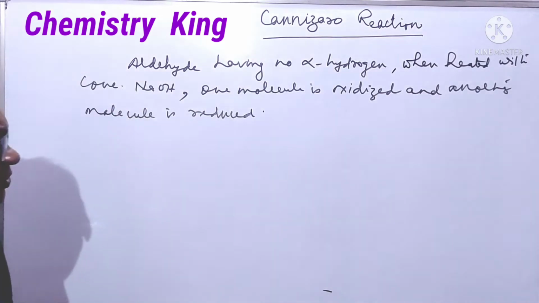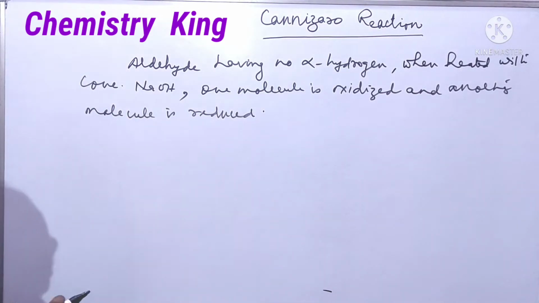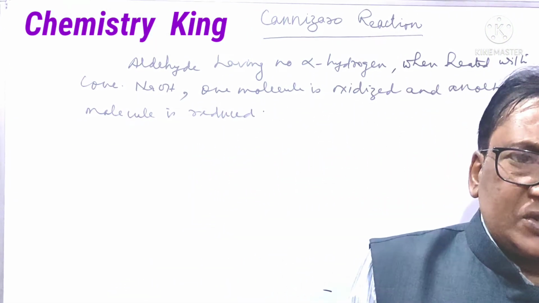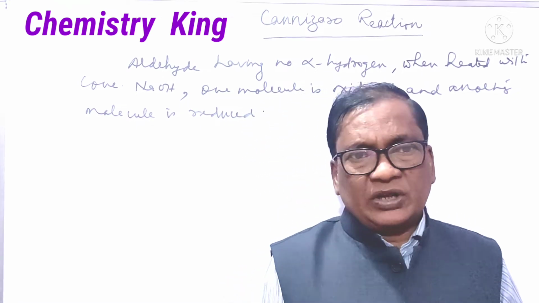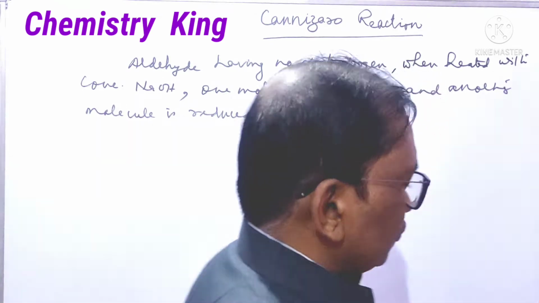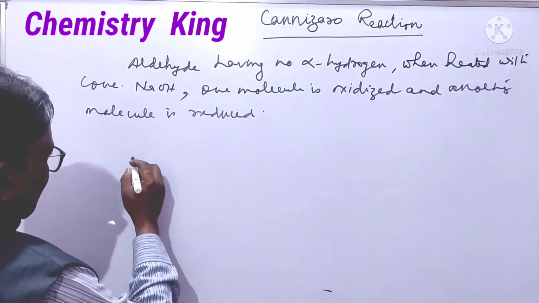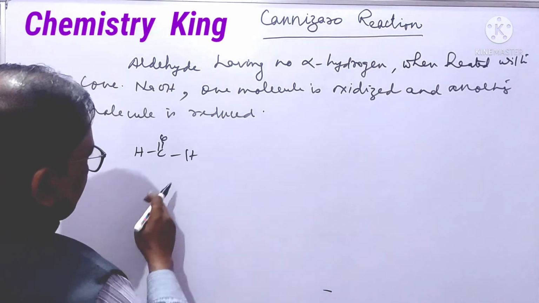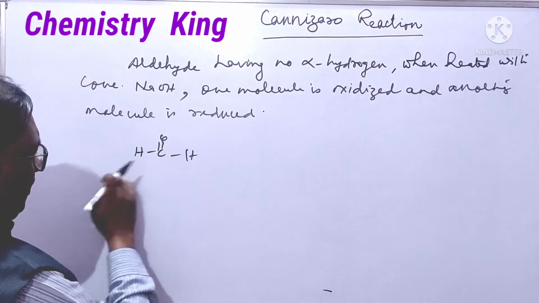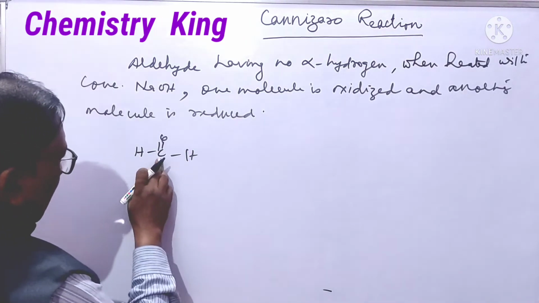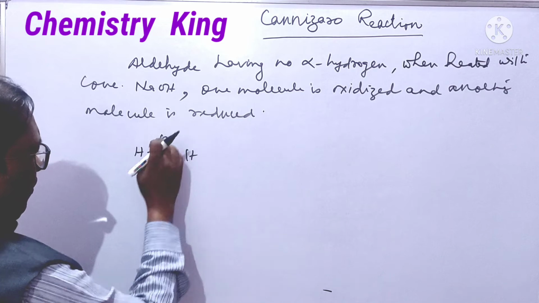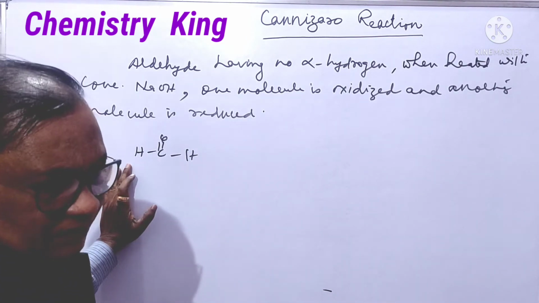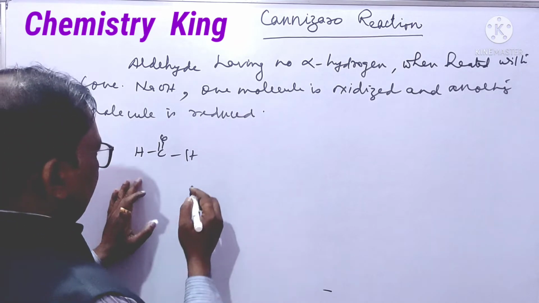It is the Cannizzaro reaction, and actually it is disproportionation. When one molecule is oxidized and another, second molecule is reduced, it is disproportionation. The simplest example is formaldehyde. This is an aldehyde group and there is no alpha hydrogen, because it has no alpha carbon, and no alpha carbon means no alpha hydrogen.